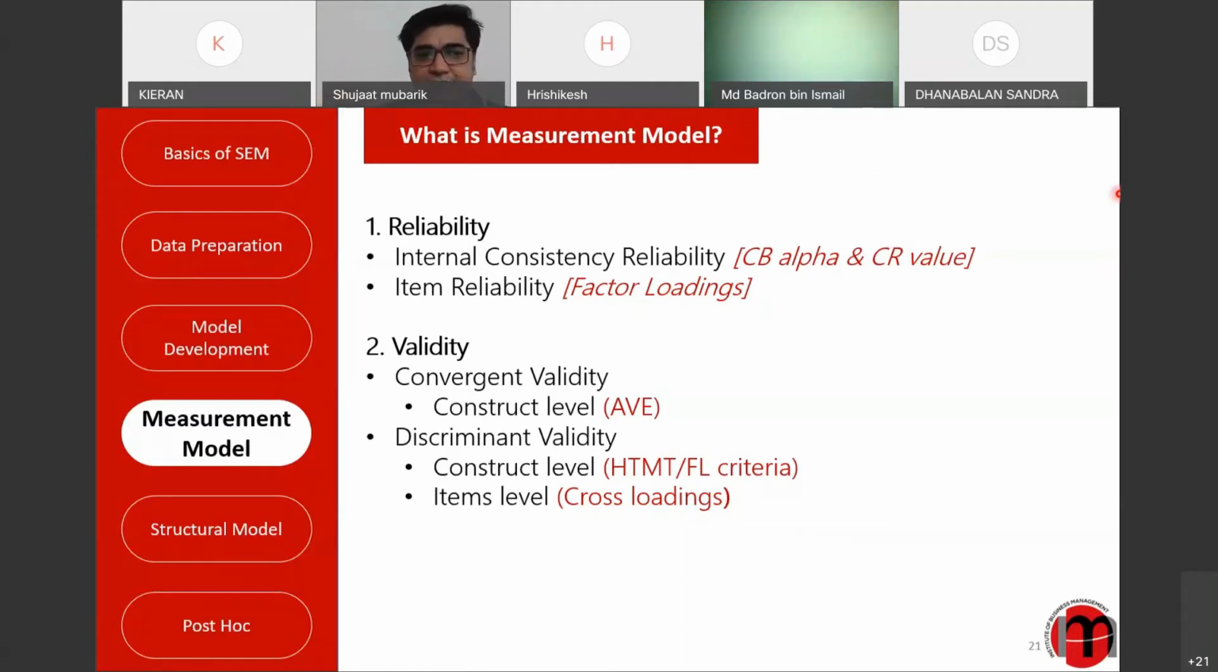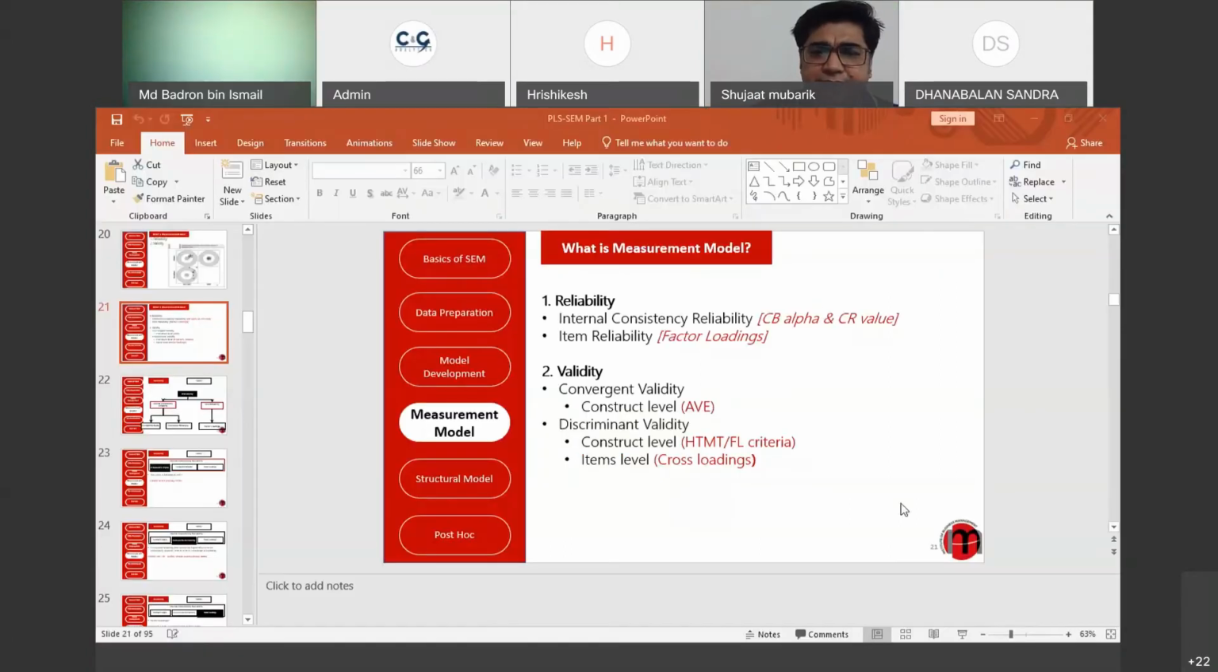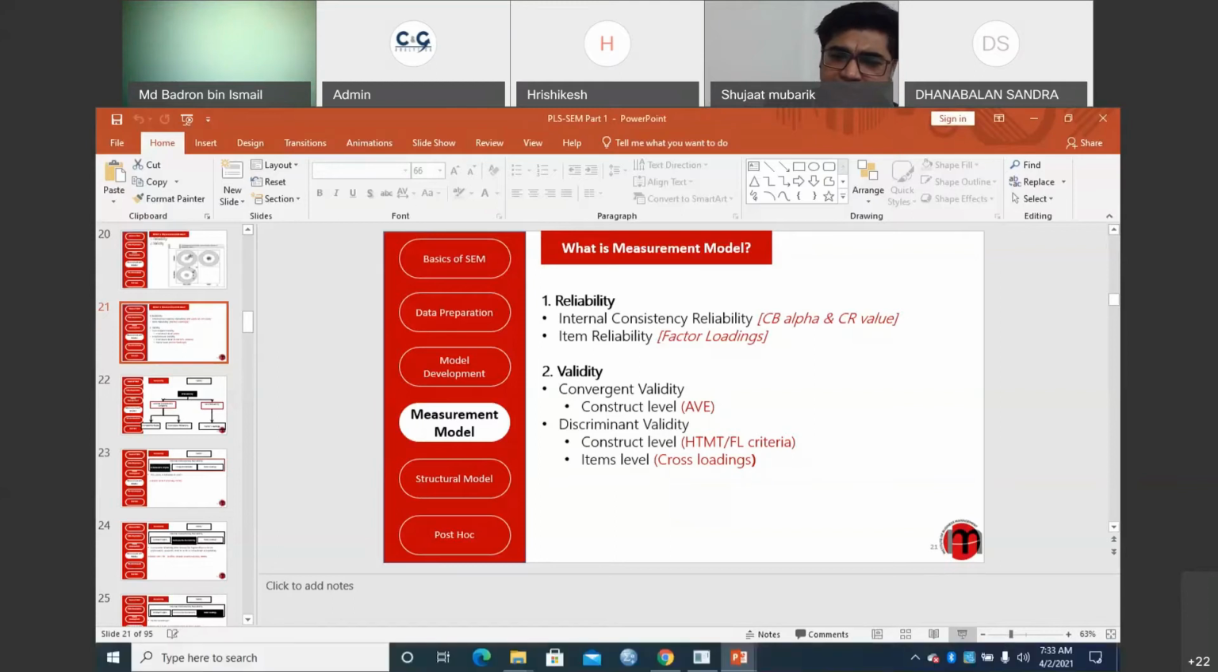So putting together, convergent validity and discriminant validity are the 2 opposite ends, different sides of the same coin, and both of them need to be tested. At construct level, convergent validity is tested through average variance extracted, and at individual level, it is tested through the inter-item correlation. Likewise, discriminant validity was about the reliability and the validity. I will tell you from the next slide.